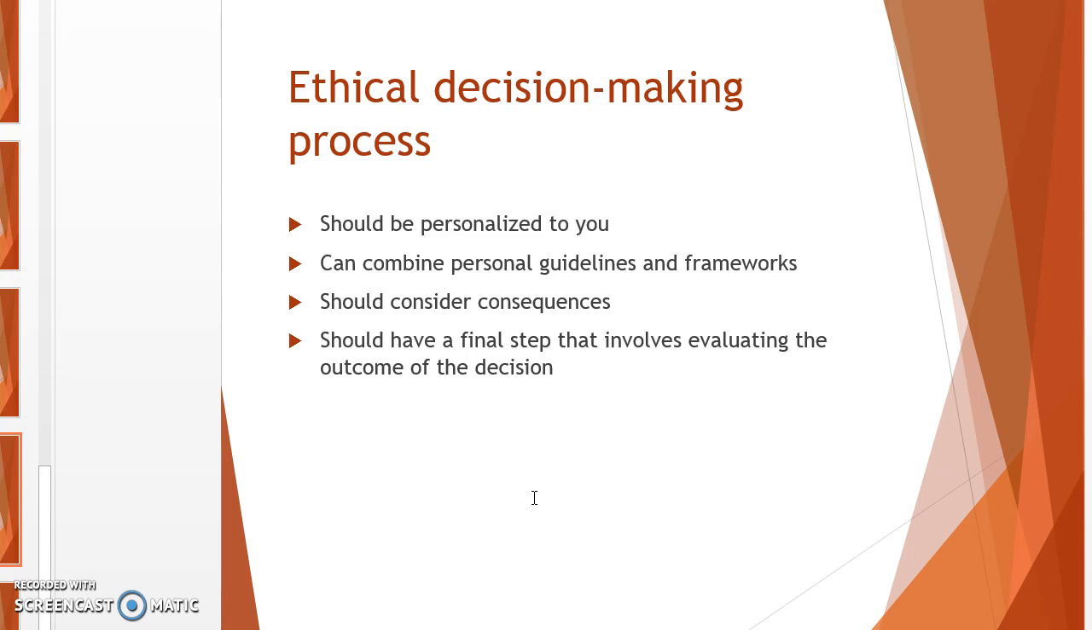So, making your own process. It should be personalized to you. Some of you might include the grandma rule. Some of you might not. Some of you might include how do I feel. Some of you might not. You can combine these personal ones and frameworks. You should consider consequences. And you should always have a final step that involves evaluating the outcome of the decision. So your final step should not be make the decision.